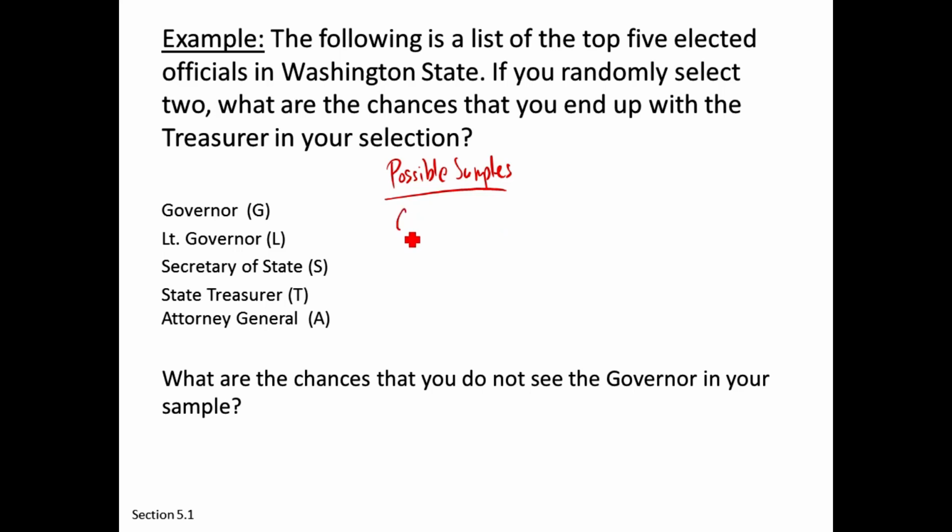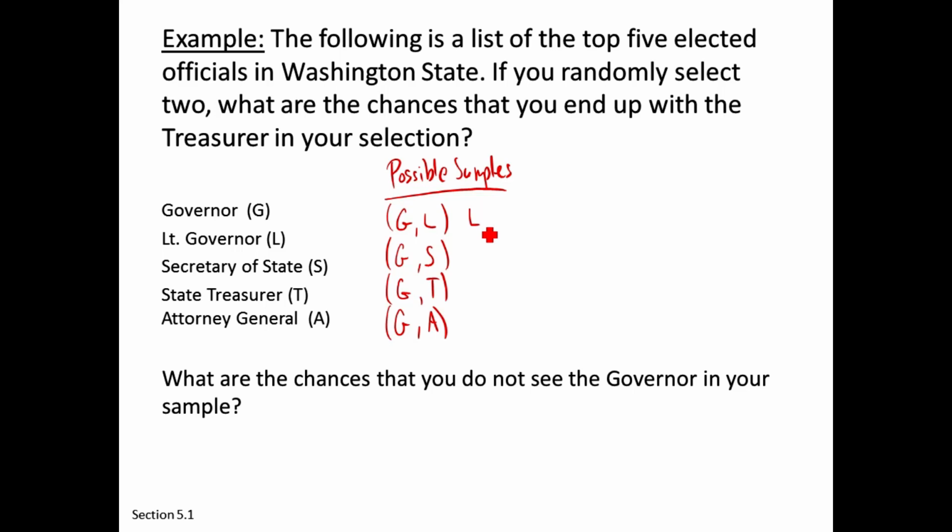So for example, we could start with the governor and start pairing him up. So you could get the governor with the lieutenant governor, so we can make ordered pairs, right? You could end up with the governor and the secretary. You could end up with the governor and the treasurer. You could end up with the governor and the attorney, right? Those are all the samples the governor could be paired up with.